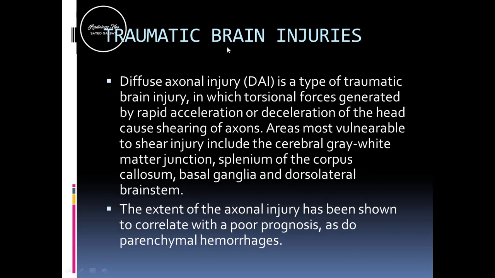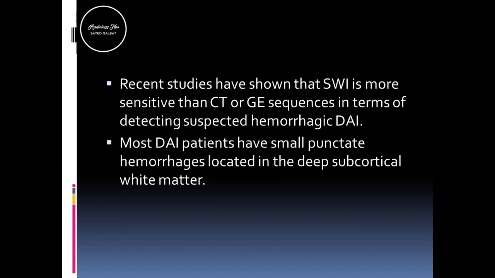What about traumatic brain injury? Diffuse axonal injury is a type of traumatic brain injury due to shear forces generated by rapid acceleration or deceleration of the head, causing shearing of the axons. The extent of the axonal injury has been shown to correlate with a poor prognosis, as do parenchymal hemorrhage.